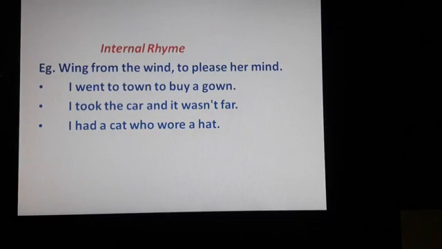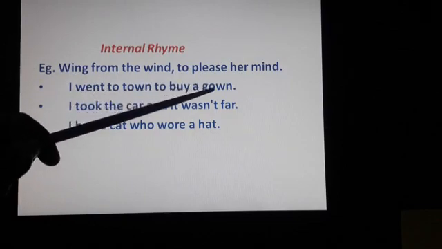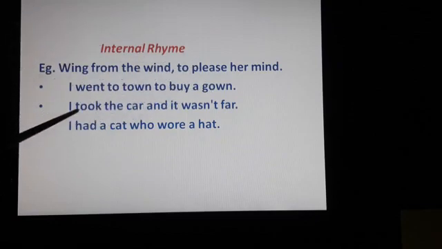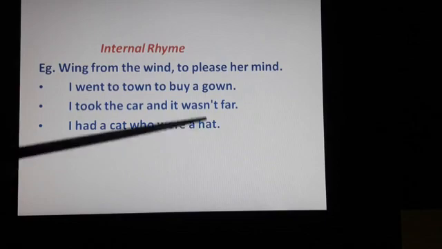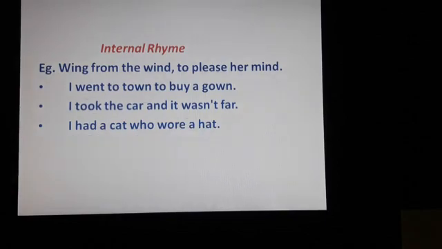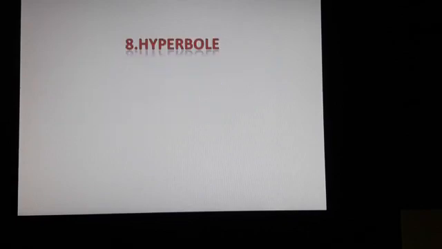Can you see this? I went to town to buy a gown. Town and gown. Rhyming words. I took the car and it wasn't far. Car and far. I had a cat who wore a hat. Here you see cat and hat. This kind of sentences we call it internal rhyme.